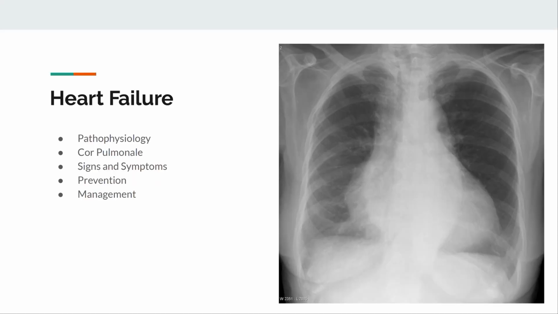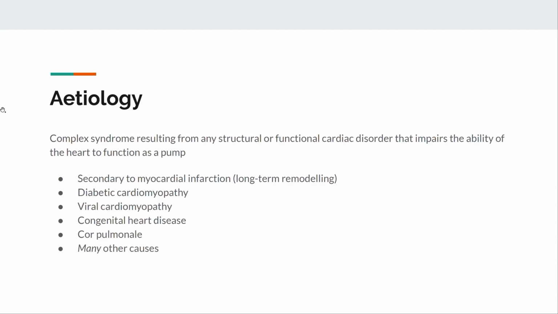Heart failure. Let's talk about a brief idea of the pathophysiology, define cor pulmonale, the signs and symptoms, prevention and management. Pathophysiology and etiology. It's a complex syndrome that results from the heart not working. That can either be secondary to ischemic heart disease and myocardial infarction, or other conditions like diabetes, viruses, congenital disease, COPD leading to cor pulmonale, and many other things that can interfere with the heart doing its job. All heart failure means is that the heart is failing to produce enough cardiac output to meet the demands of the body.